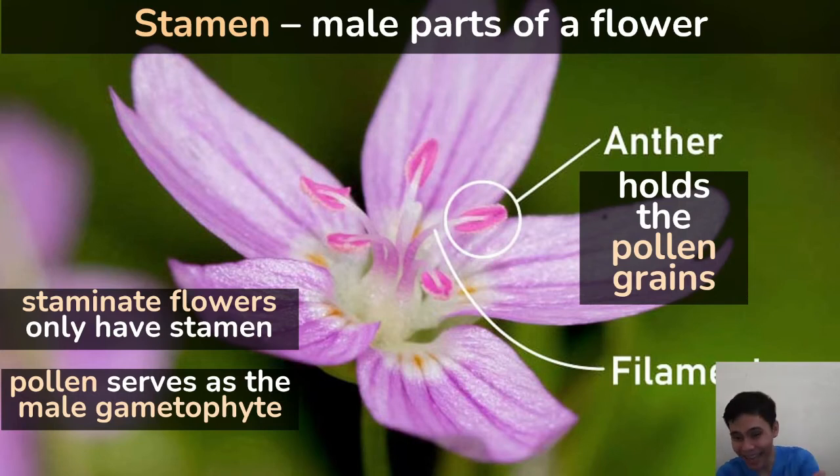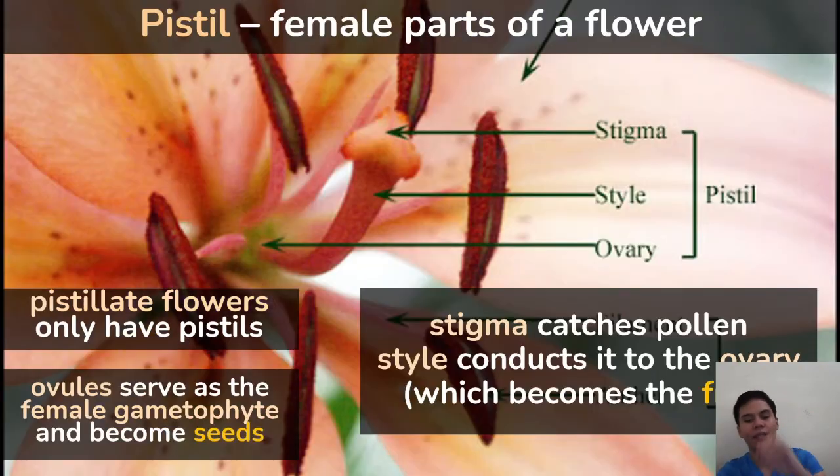The stamen is the male part of the flower. You can remember it because stamen. It's composed of the anther and the filament. The anther holds the pollen grains, while the filament is just the stalk that holds the anther. When you say staminate flowers, they only have a stamen. And the pollen serves as the male gametophyte. Again, it's the male holder of genetic material.